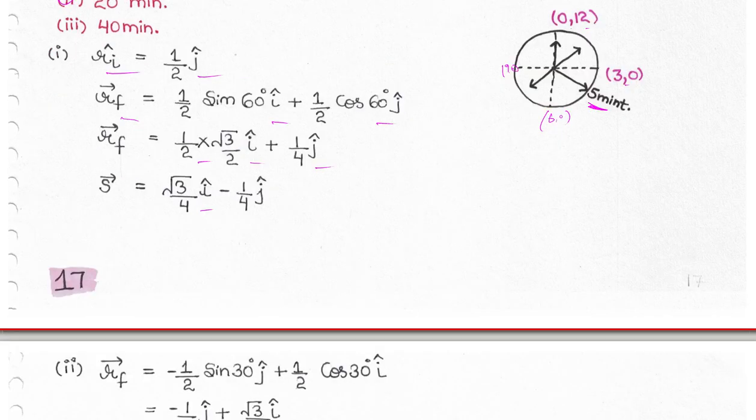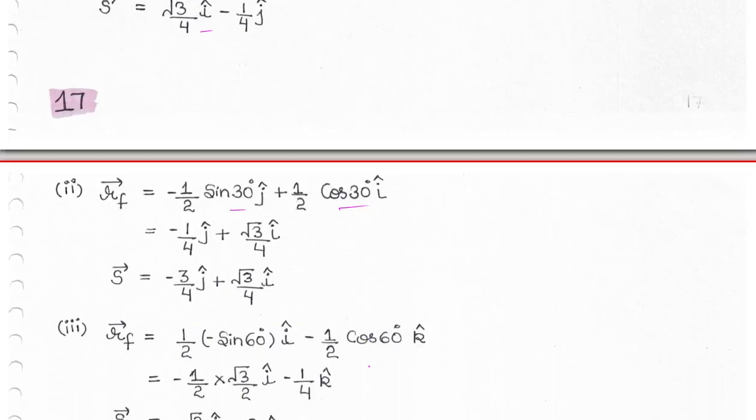Now for 20 minutes we can write RF is equal to minus half sin 30 degree j cap plus half cos 30 degree i cap. If we put values of sin 30 degree and cos 30 degree, then we get minus 1 by 4 j cap plus root 3 by 4 i cap, or S is equal to minus 3 by 4 j cap plus root 3 by 4 i cap.